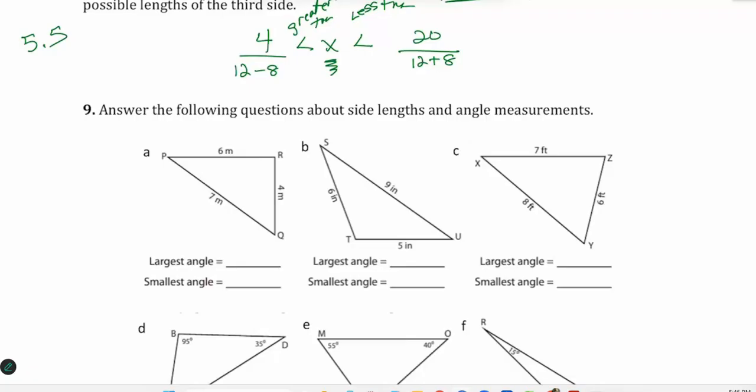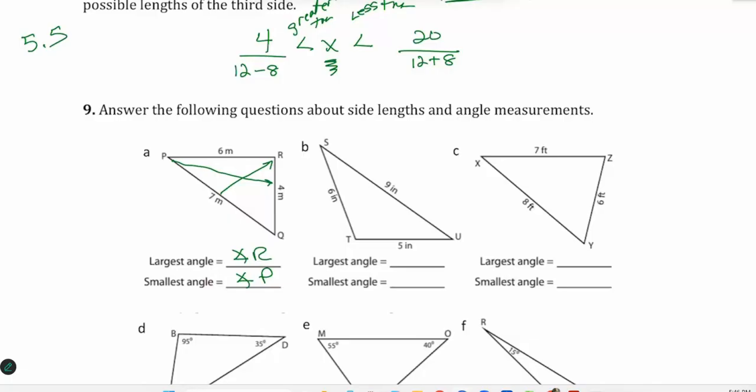So the largest angle is across from the biggest side. Here's the biggest side. That's the largest angle. The smallest angle is across from the smallest side. Here's the smallest side. That's the smallest angle. Okay, so let's just make sure that that's right. So that's the smallest side. That's the smallest angle. That's good. I'm just going to fix that on my paper because I had a different answer. Yep, so we're good.